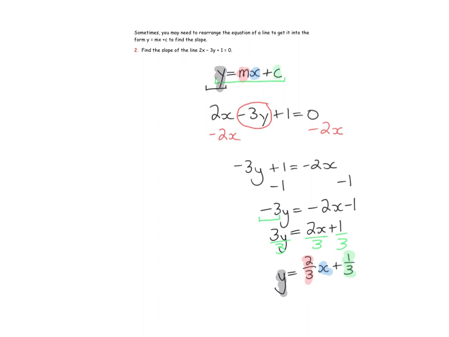So if we go back, what we should be able to do is figure out what the slope stands for. So the slope is m. So in this case, the slope of this line is 2 over 3. So m is 2 over 3.